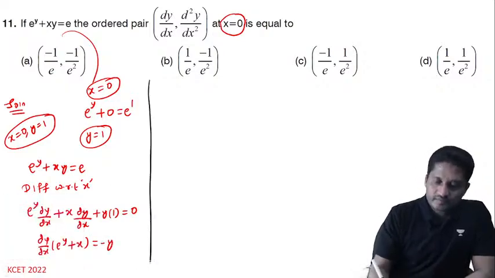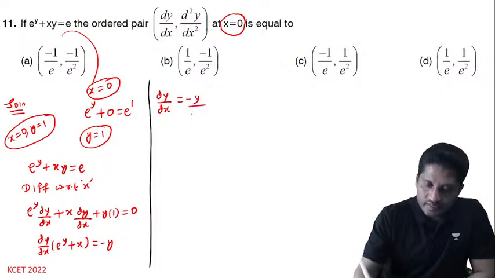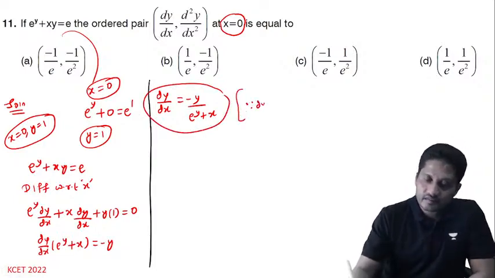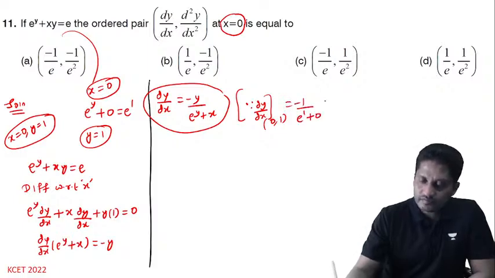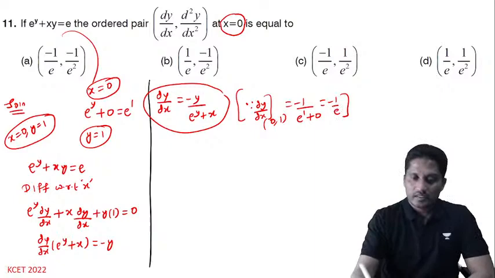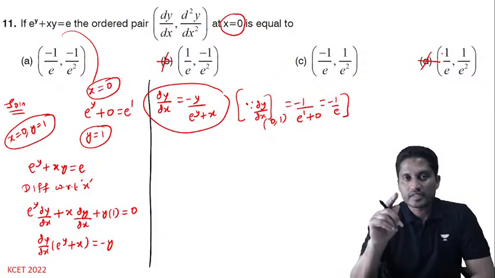And from this you will get dy by dx is equal to minus y divided by e power y plus x. This is dy by dx. Now if I substitute dy by dx at 0, 1, that is when x is 0, y is 1, this is minus 1 divided by e power 1 plus 0, which is minus 1 by e. So the value of dy by dx is minus 1 by e. This option is ruled out and this one is ruled out. Either it should be C or it should be A.